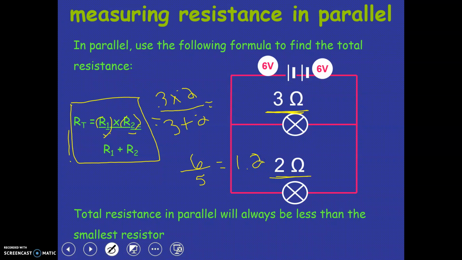So again, for a parallel circuit, in order to find total resistance, just use this formula here. That R1 would be the first resistor, R2 is the second resistor.